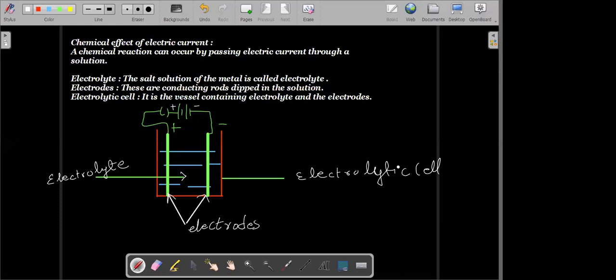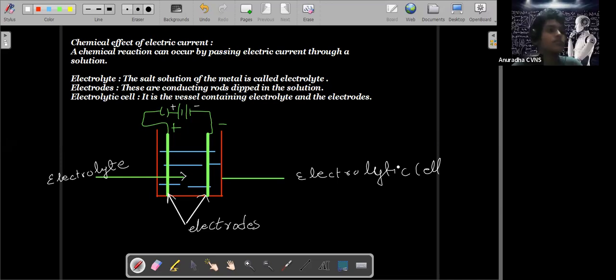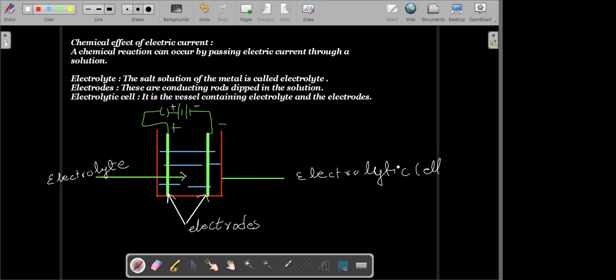So, have you understood this? What are the terminologies related to electrolysis? So these are the different terminologies: electrolytic cell, electrolyte, and electrodes.